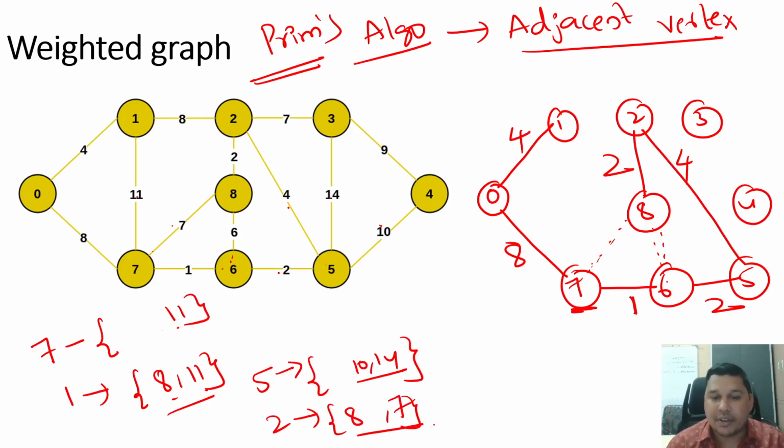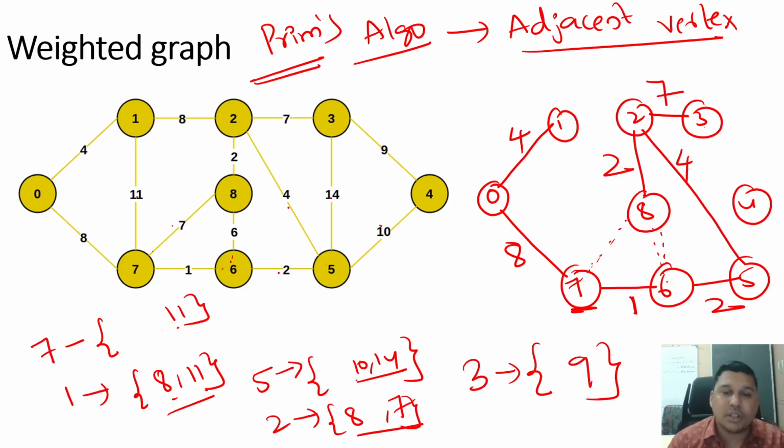Next, I have another 7 from 2. From 2 to 3. Yes, this can be formed because it is not forming a cycle. That is the minimum one. Now, I got a new vertex 3. From this 3, what is the alternative? 14 and 9. But if I connect 14, it is forming a cycle. You see, if I put 3 to 5, 14, it is forming a cycle. This triangle is forming a cycle. So the only option available is 9 for me.